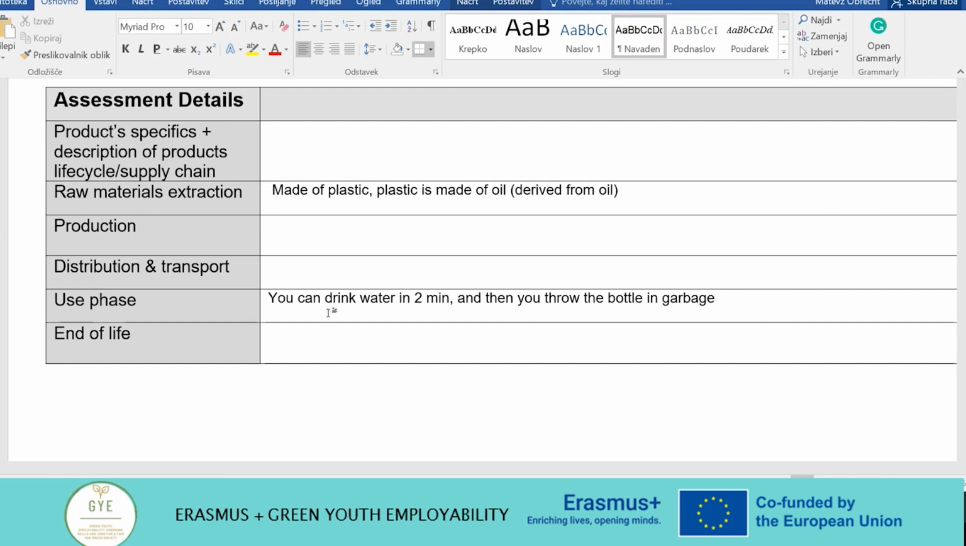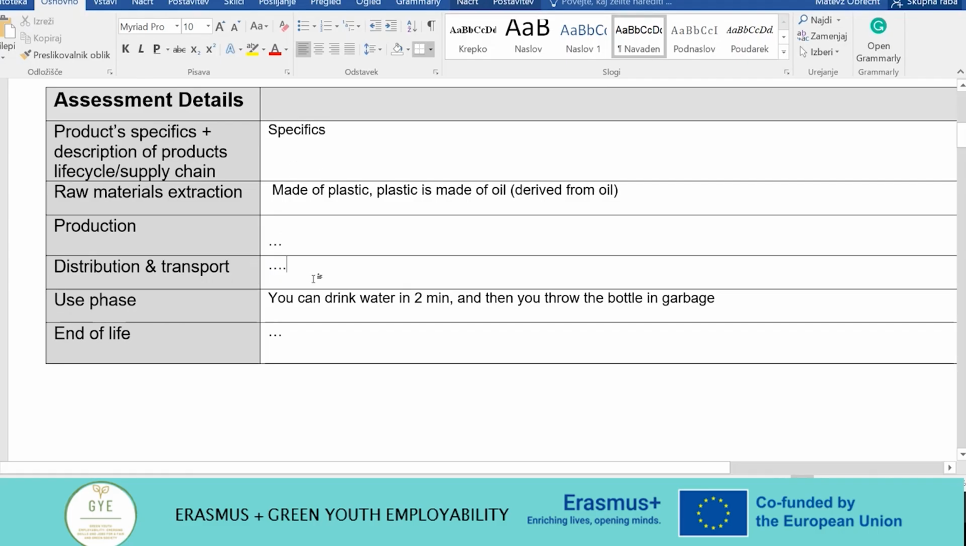So it would be much wiser actually to, as we discussed in the 4R concept, not use a plastic bottle, and use tap water instead. We could reduce the plastic that the plastic bottle is created from. We can, I don't know, increase the recycling rate of the plastic wastes, and so on and so on. So you will explain here in this assessment details each phase of the supply chain, and you will describe the specifics of the product here.